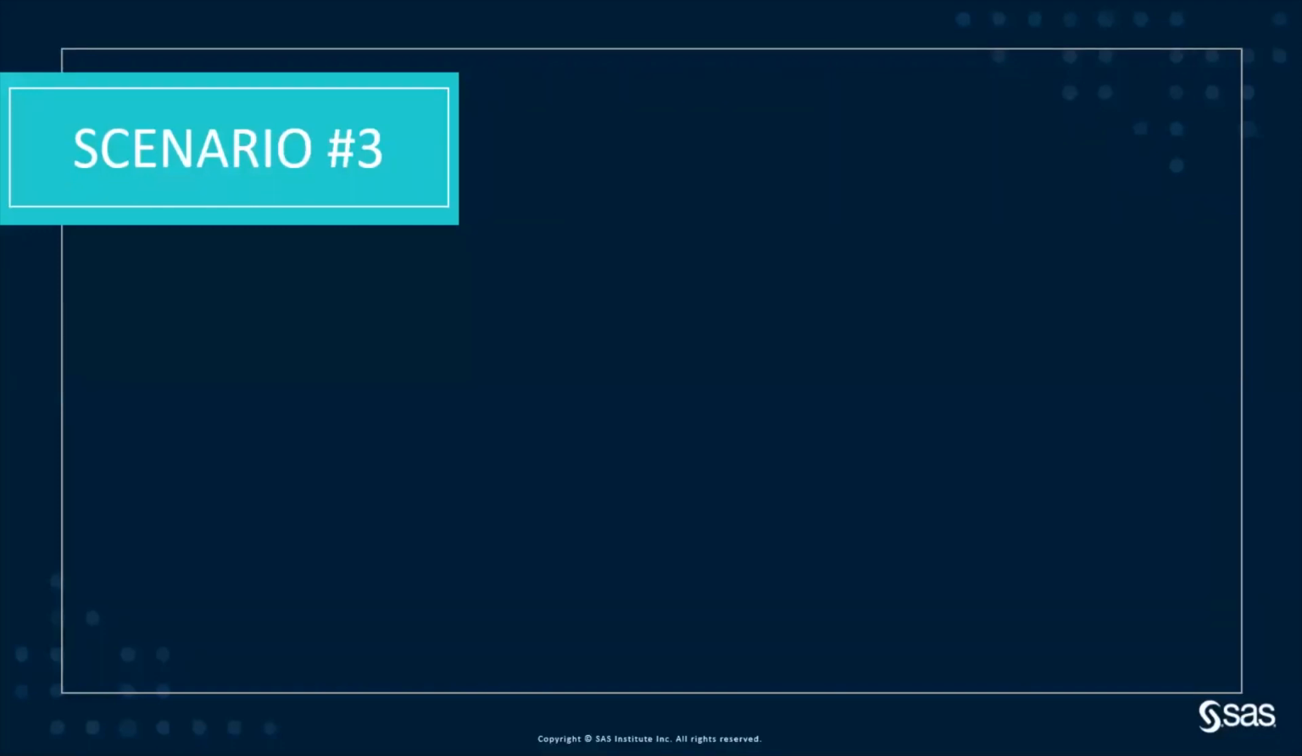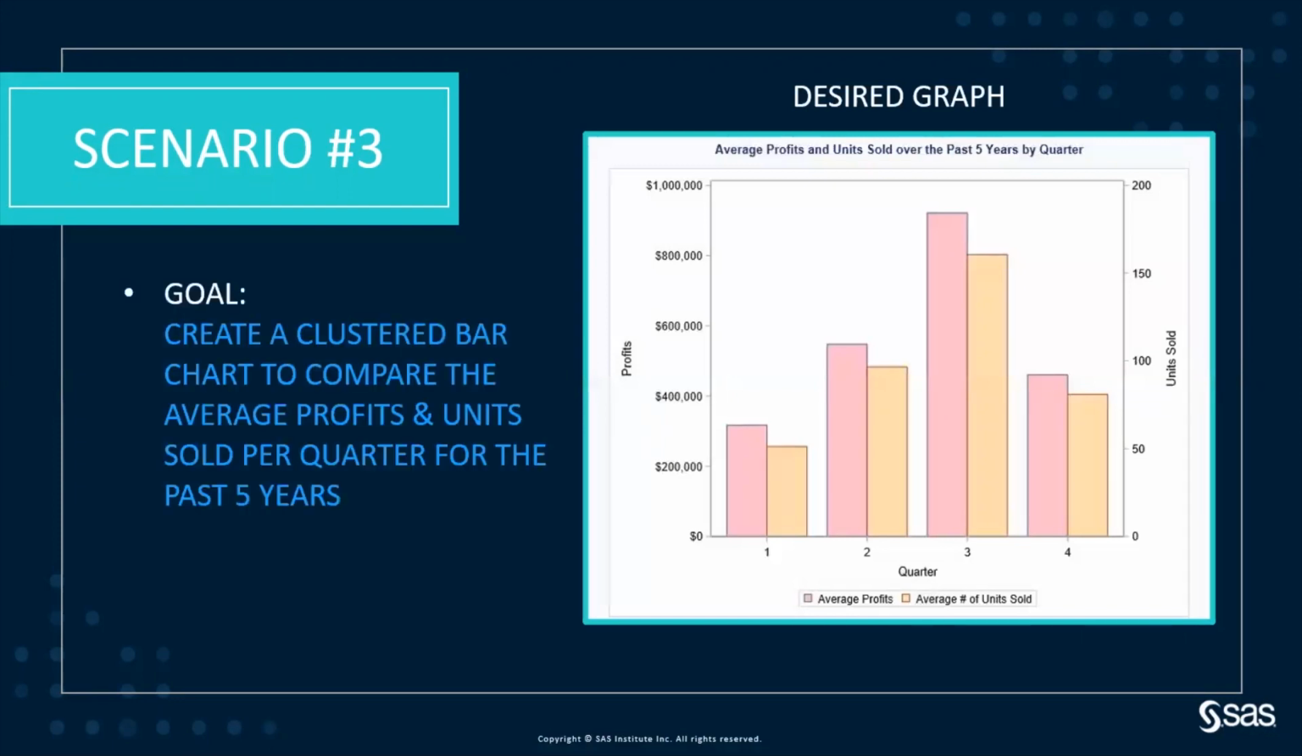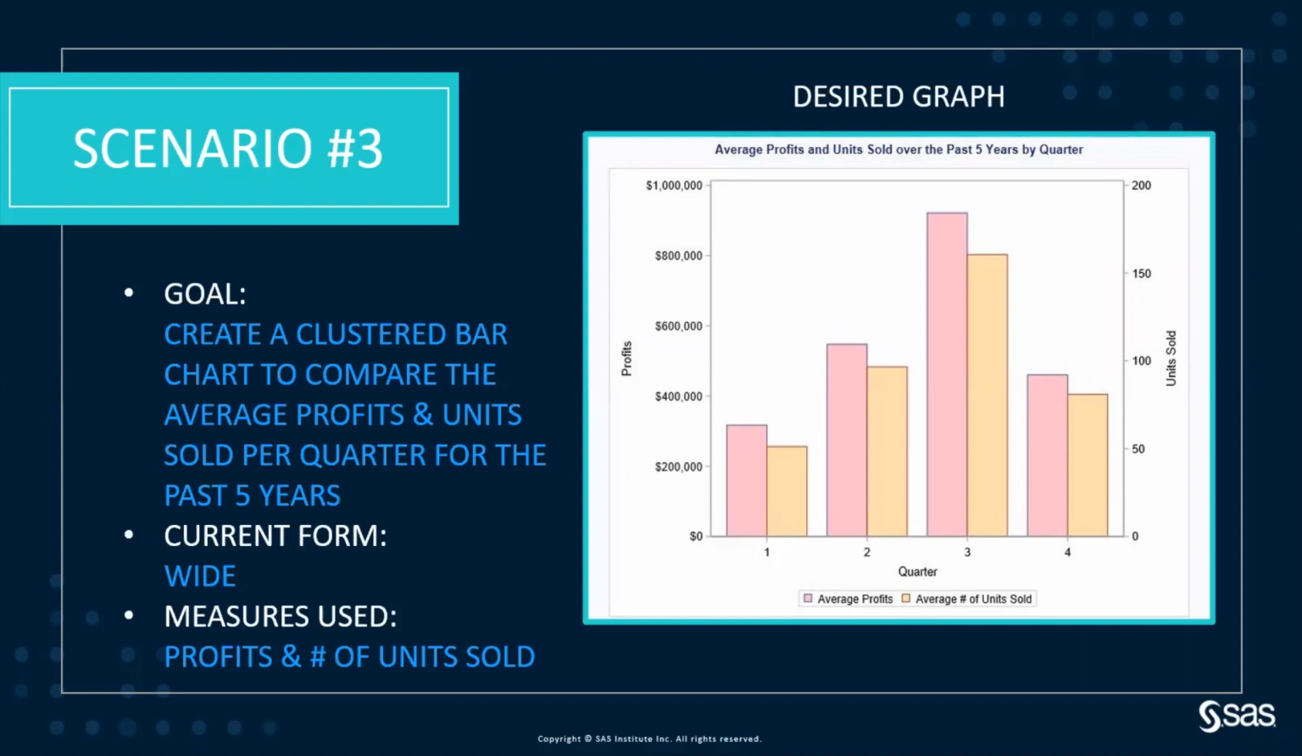Now we're ready to dive into the more complex scenarios. For example 3, we'll need to create a clustered bar chart to compare the average profits and average units sold per quarter for the past 5 years. We're starting out with a wide table, and this time we need to include both profits and the number of units sold. So let's get started.